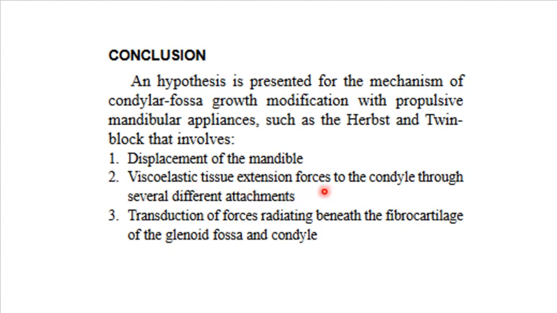Viscoelastic tissue extension forces act on the condyle through several different attachments, which we already spoke about, be it the retrodiscal tissues, the muscles, lateral pterygoid superior head and inferior head, and the fibers attached from the posterior superior part of the condyle to the glenoid fossa. Such attachments are being stretched apart. So transductional forces are radiating beneath the fibrocartilage of the glenoid fossa and the condyle.